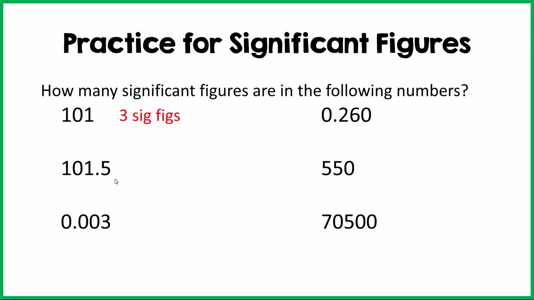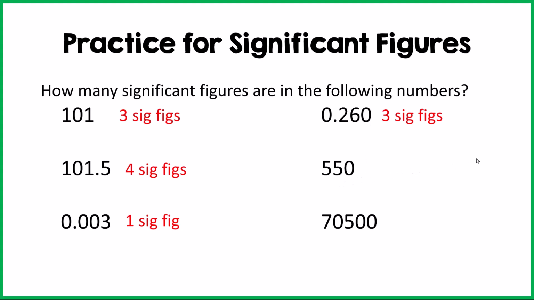And 101.5 has 4 significant figures. 0.003, that's 1 significant figure. This 3 is the only one that counts. These are all placeholder zeros. 0.260 has 3 significant figures. This is a placeholder 0, but this is a trailing 0. And so because that trailing 0 is after the decimal point, it does count.